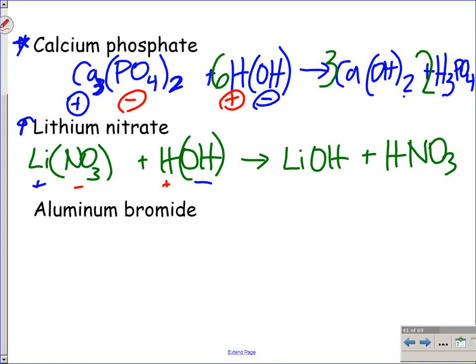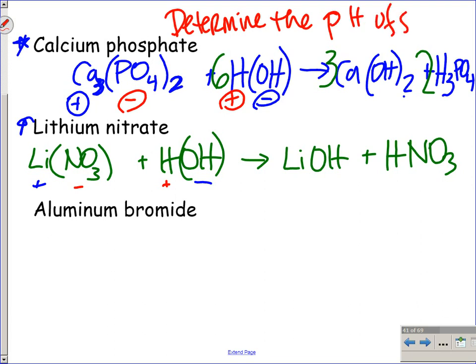Now, here's the beauty of looking at these and then remembering which ones are strong acids and strong bases. We can determine the pH of the salt based on what parent acids and bases previously made them. So basically, I'm going to look at this last one. When I'm looking at this, if I reverse this process, what kind of reaction is that? Neutralization. And going forward, it's hydrolysis. So we know that they're just reversed of each other.